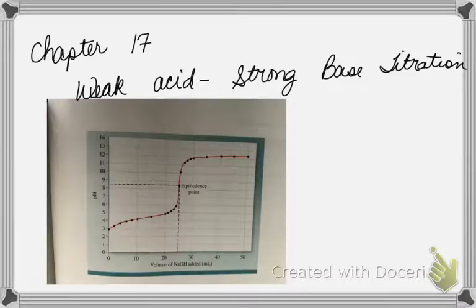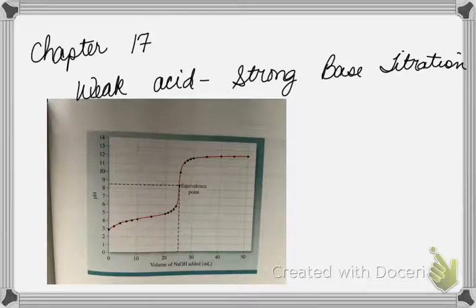Okay, the next thing we're going to cover, we're still in section 17.3 of chapter 17. It's a titration of a weak acid and a strong base. So again, on the titration curve, this is just a picture of one from your book. If you plotted the pH on the y-axis versus the volume of sodium hydroxide added, it has a similar shape.